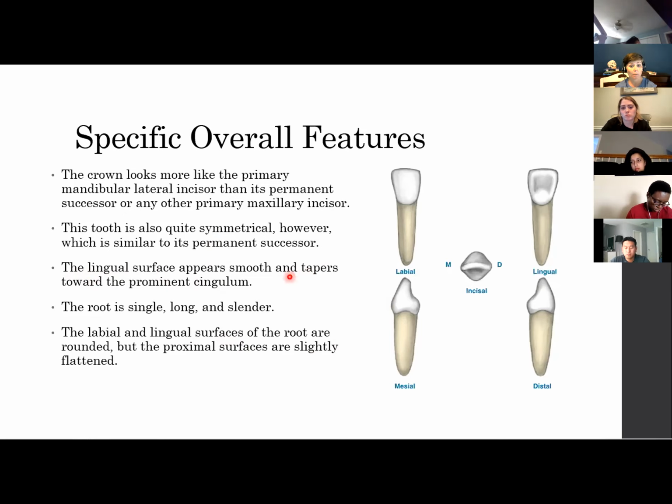The lingual surface appears smooth and tapers towards the cingulum, which is back here. The root is a single long slender root, and labial and lingual surfaces of the root are rounded, but the proximal surfaces are slightly flattened. So these are flatter, and then they're rounded on the labial and the lingual.